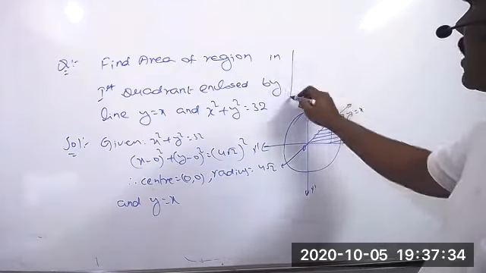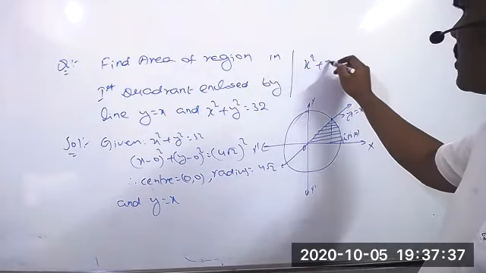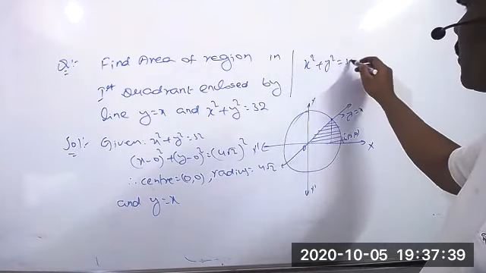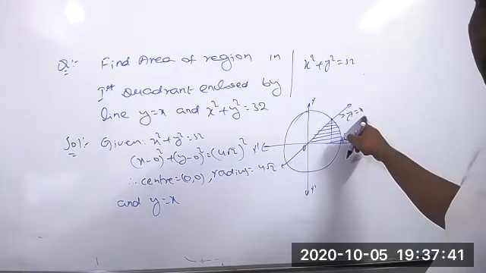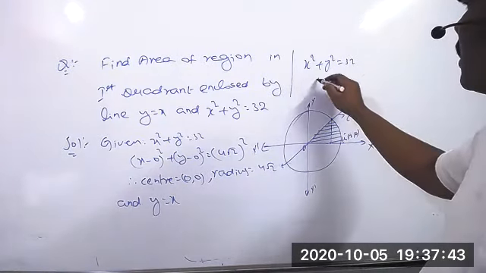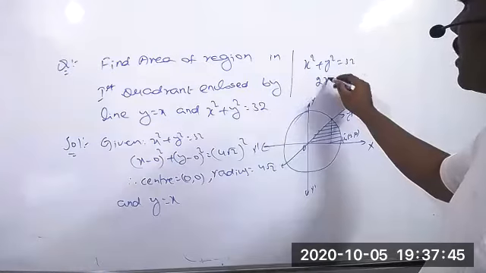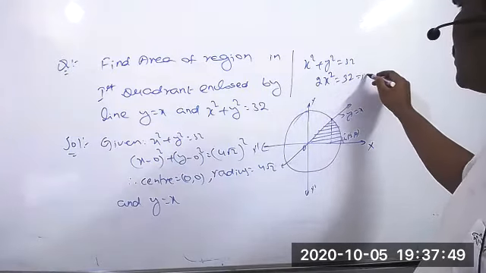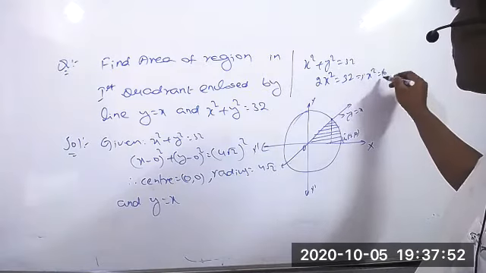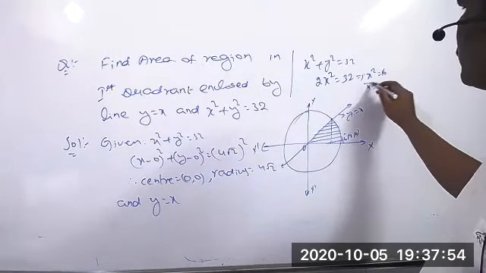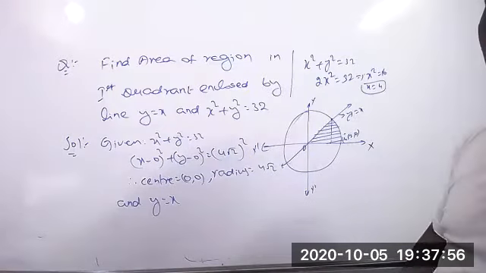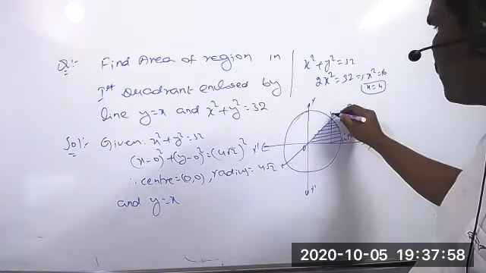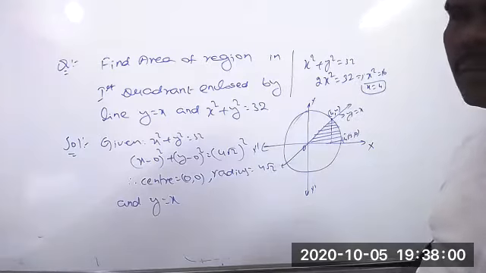Generally, the area of the circle equation is given: x square plus y square equal to 32, but they told very clearly that x equal to y. If we take this directly, you can find the value of x: 2x square equal to 32, so x square equal to 16, the value of x equal to 4. That means clearly the point will be 4 comma 4.